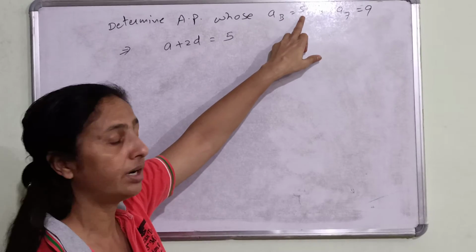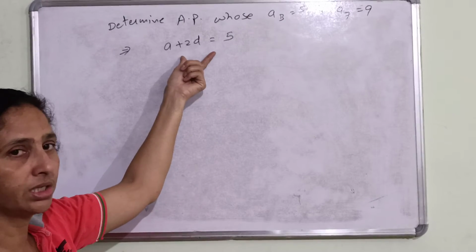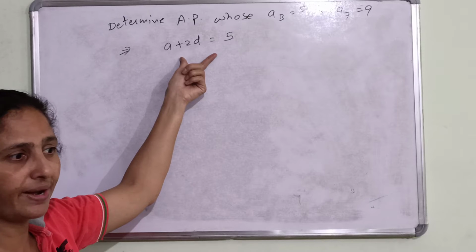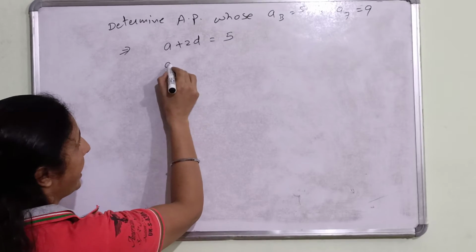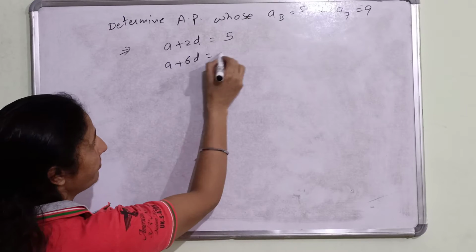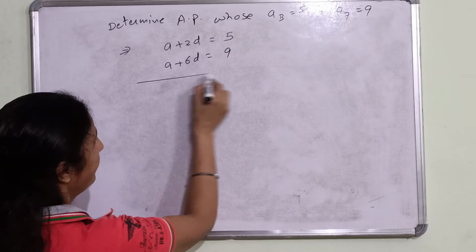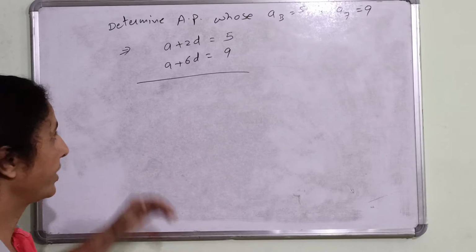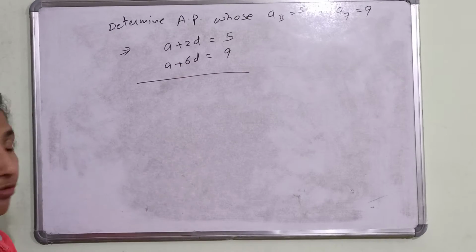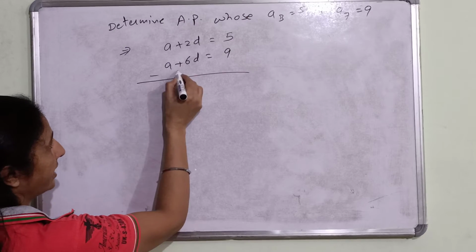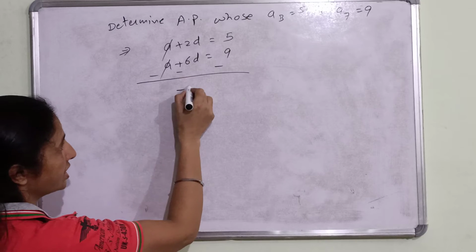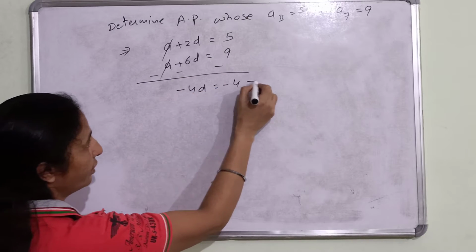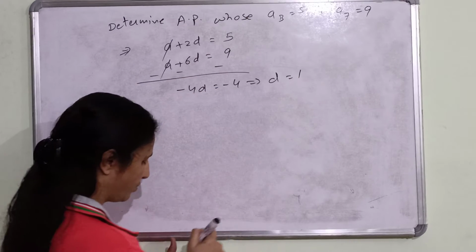If this is the third term, it means a plus 2d. If it is the fourth term, it means a plus 3d. Now again, the seventh term means a plus 6d, which is 9. Now what can we do? We can subtract both and we will find the value of d. When we subtract, we have to change the sign. So a and a cancel, and this is minus 4d equal to minus 4. So d is 1.